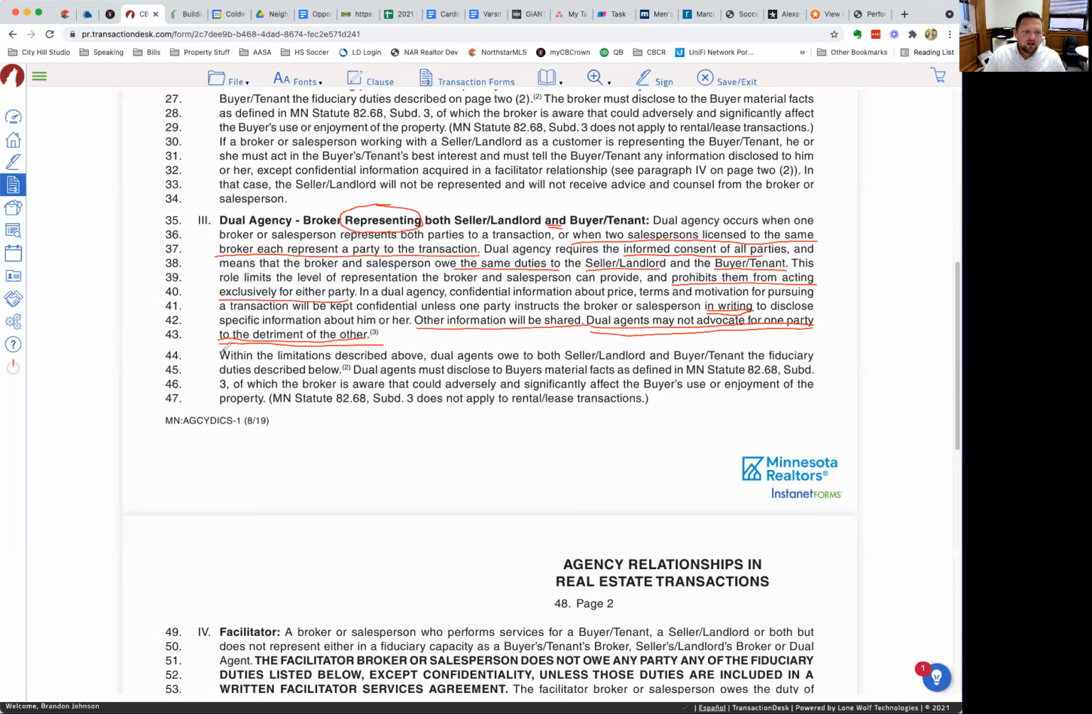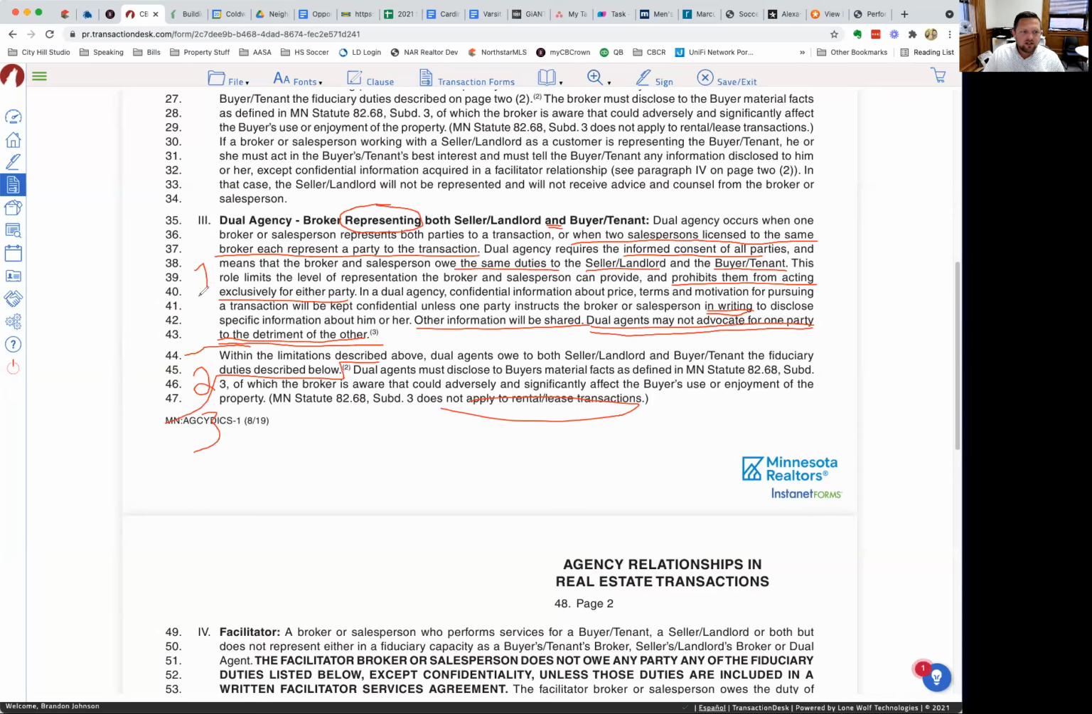Dual agents, notice here are those fiduciary obligations, right? So this would be section 2. Okay. Dual agents must disclose material facts. Notice there's section number 3, right? Must disclose material facts is defined in 8268 subsection 3, of which you, the broker, are aware that could adversely or significantly affect the buyer's use and enjoyment of the property. Again, a reminder, this does not apply to lease or rental transactions.